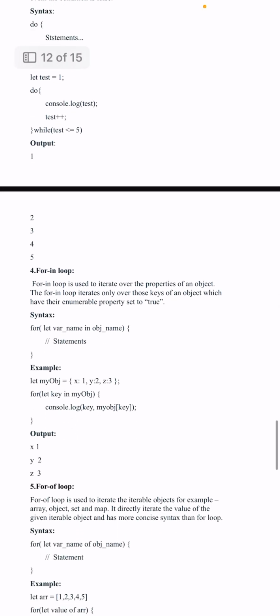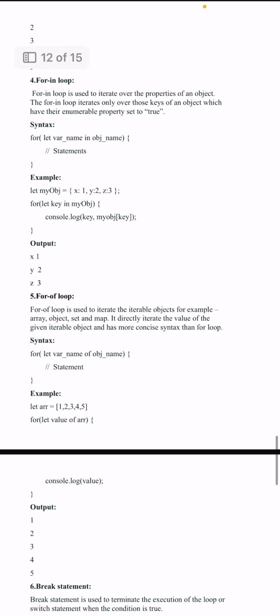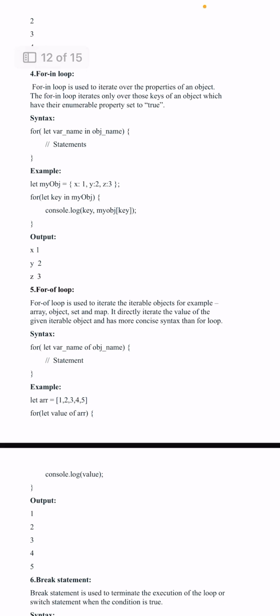For in loop. For in loop is used to iterate over the properties of an object. The for in loop iterates only over those keys of an object which have the enumerable properties set to true. For of loop. For of loop is used to iterate the iterable objects, for example, array, object, set, and map. It directly iterates the value of the given iterable object and has more concise syntax than for loop.